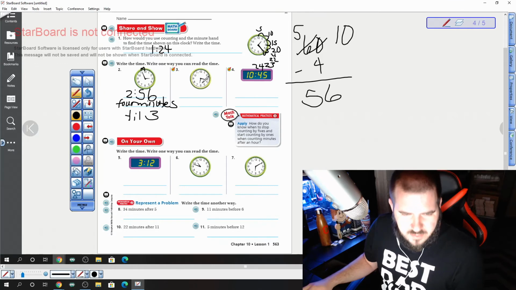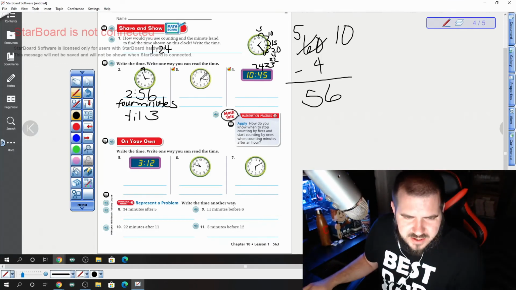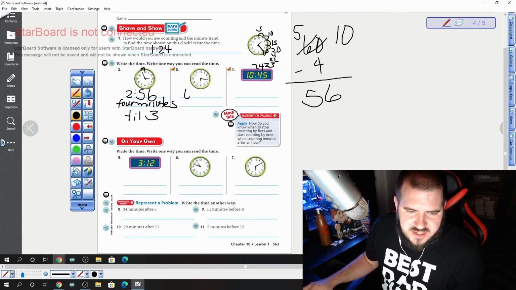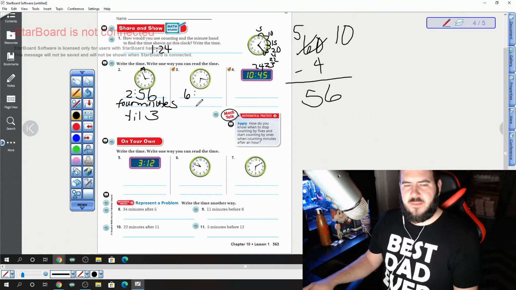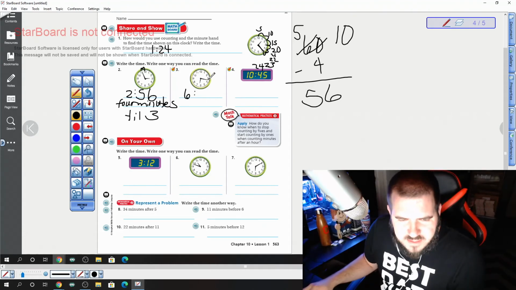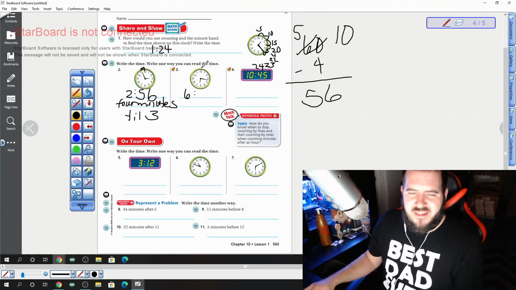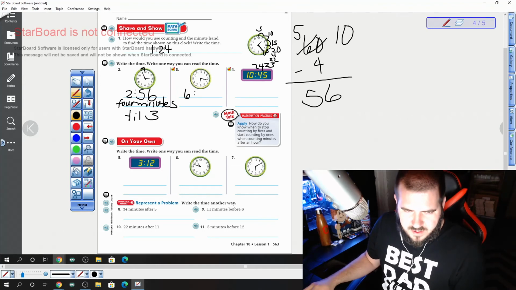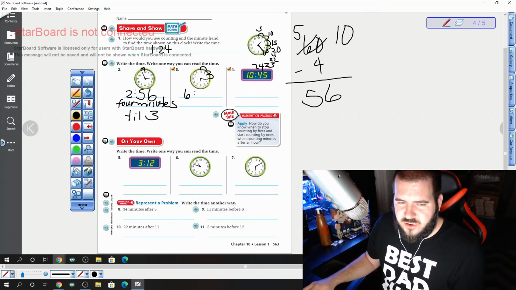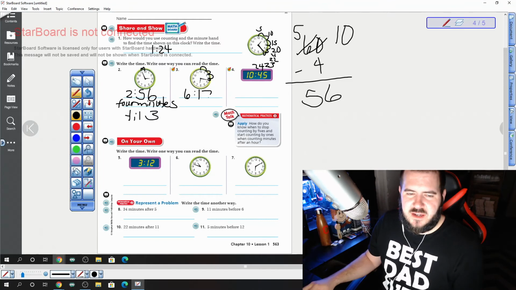Okay, so again, we're looking at our hour hand first. Our hour hand is in between the 6 and the 7, so I have 6 something. And my minute hand is in between the 3 and the 4, so I'm going to count by 5s till I get to the 3. 5, 10, 15. And I'm going to count by 1s until I get to my minute hand. So I'm going to notice here that it's 16, 17. So the time is 6:17, and you can write that in words.